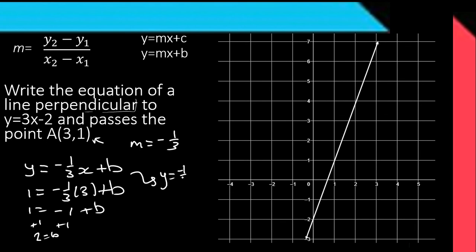y equals negative 1 over 3 x plus 2. So if I go to my y-intercept, which is 2, and I do rise over run, I'm going to rise by 1 and go to the left 3 because it's negative. Or I could just plot the y-intercept and the point in question, which is 3 and 1, and join them together. Those two lines are now perpendicular, they intersect at a 90-degree angle.